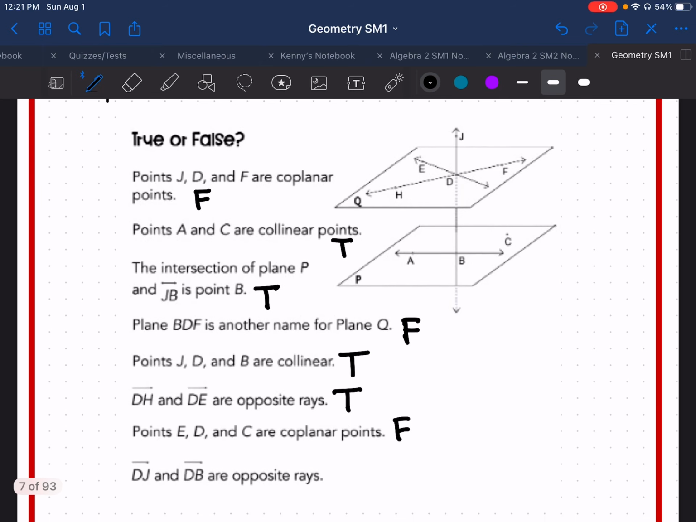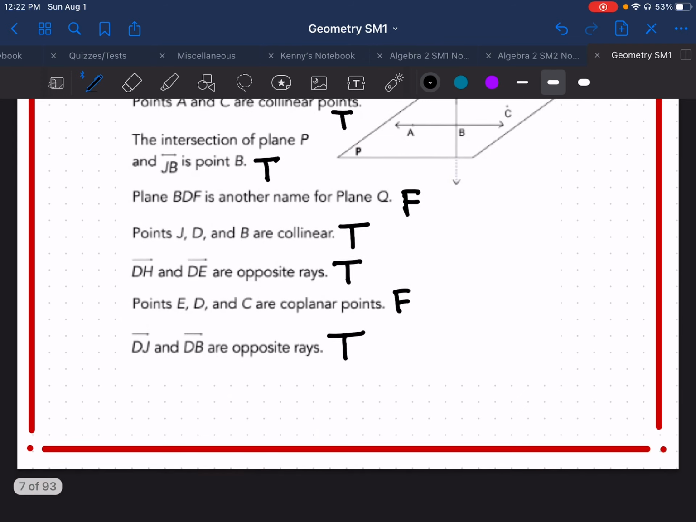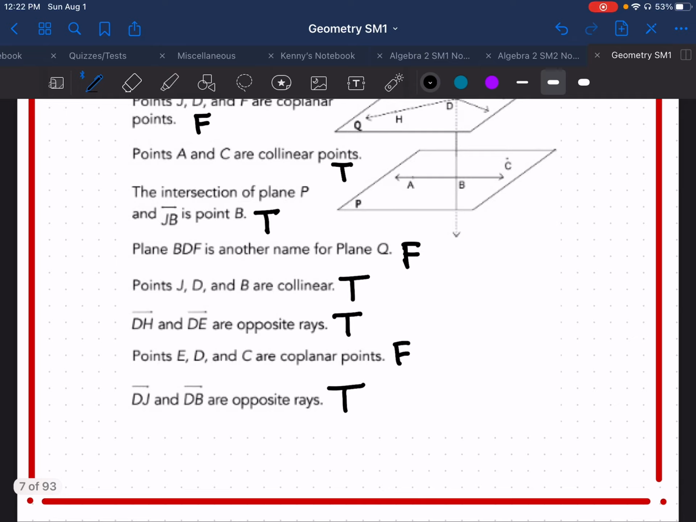Ray DJ and ray DB are opposite rays. Now it's looking good because they both start with the letter D, but remember you have to look at the picture. DJ, good, DB. Do they make a straight line? Yes, they do. They don't do that funky thing. So I'm going to say true. And that's it. Good luck on your assignment.